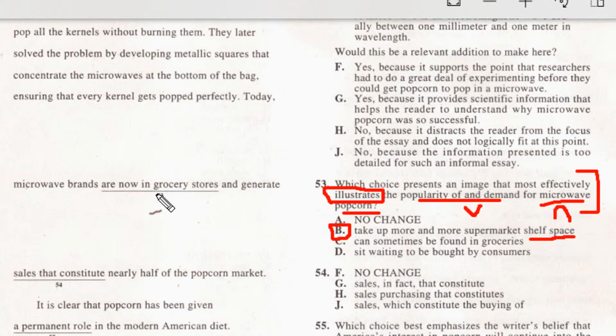Here it says now it's in the grocery stores. Well, I think it was already in the grocery stores, so that's not very specific. C, can sometimes be found in the grocery stores. That's not really popular, is it? Sit waiting to be bought by consumers. When you're sitting there waiting to be bought, is that popular? No. When you're being bought, that is more popular. You see how answer choice B is the most specific off of the noun and the verb.